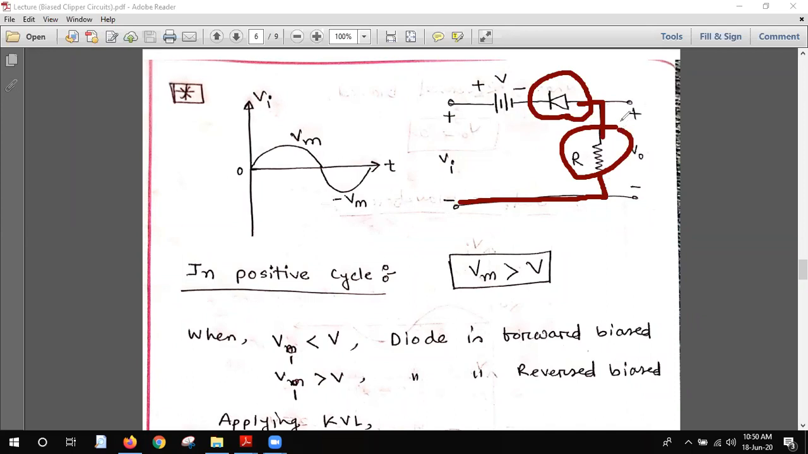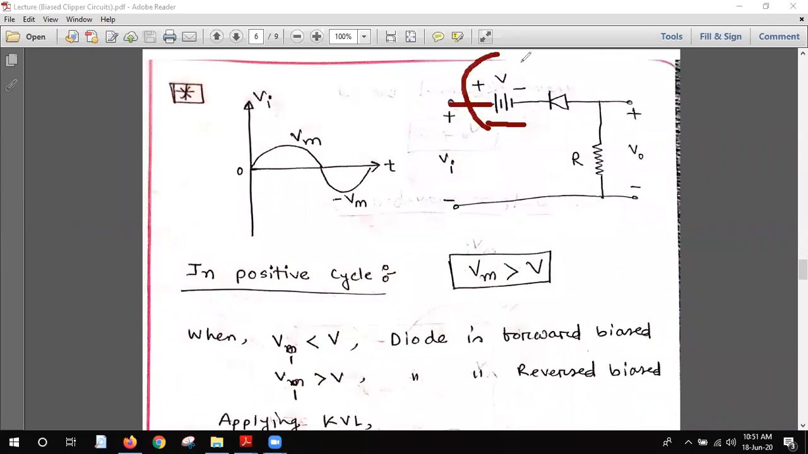Okay, let's start. This is the series clipper circuit and also a biased clipper. Why? Because there is a DC supply available here. I discussed unbiased and biased clippers, but this is biased because there is a DC supply here. So what will be the first thing? The first thing is you need to check the status of your diode.